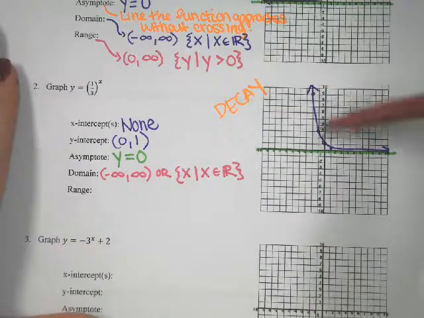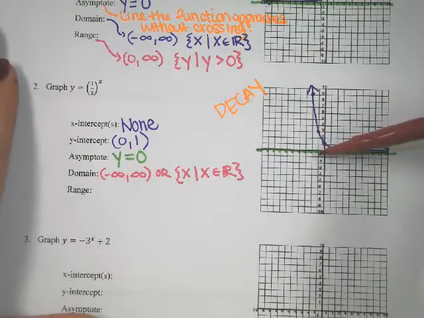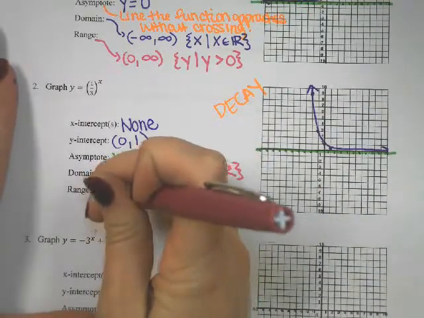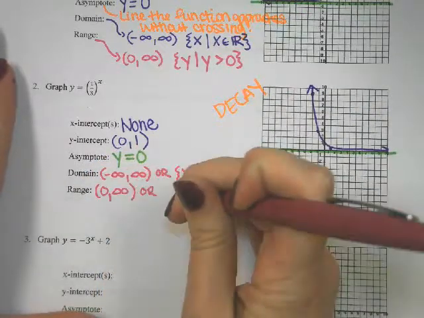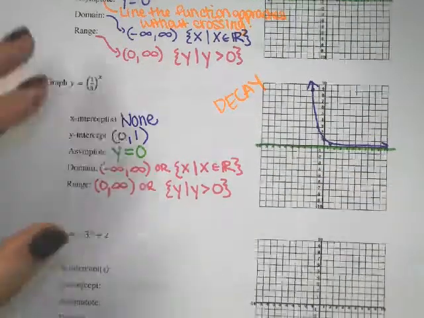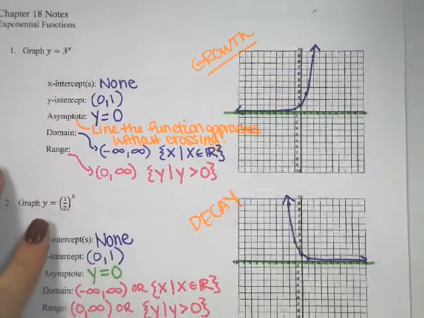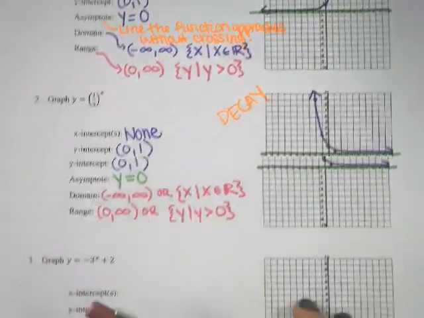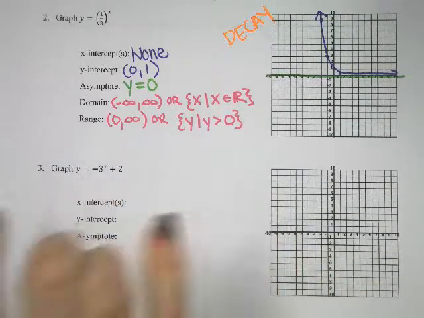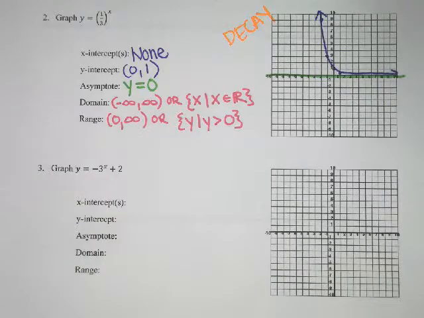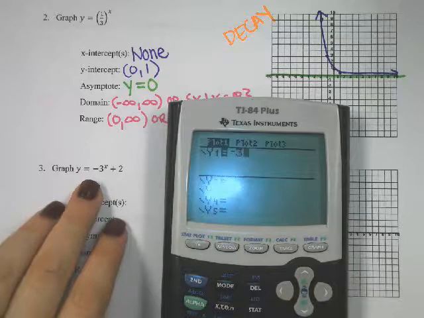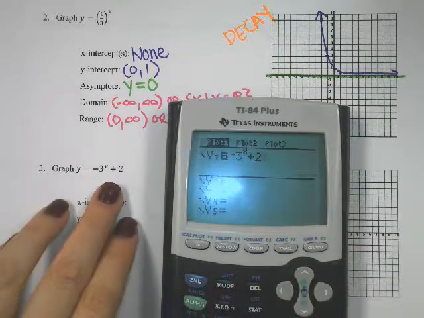For our range, the lowest our line gets is to 0, but does not touch it, and then it's above that. So for our range, it'll be 0 to infinity, or you can write all y such that y is greater than 0. These are our basic growth and decay models for an exponential function. We can add, subtract, and change numbers within the function in order to make it do different things. So whenever we graph this, we're going to graph negative 3 to the x plus 2.